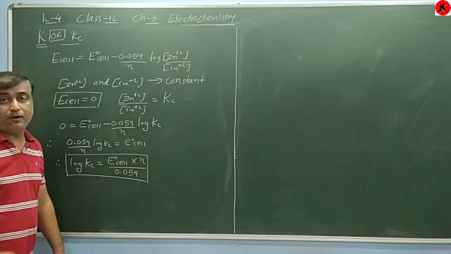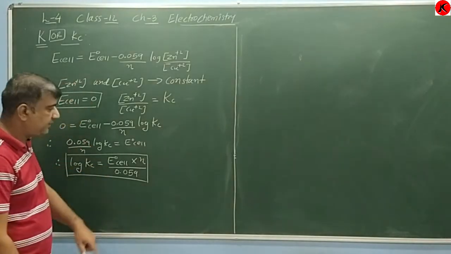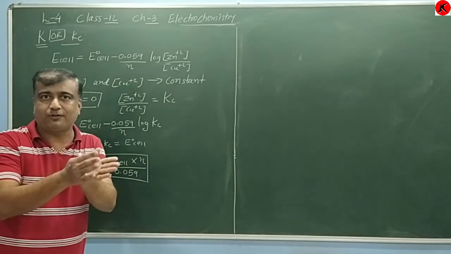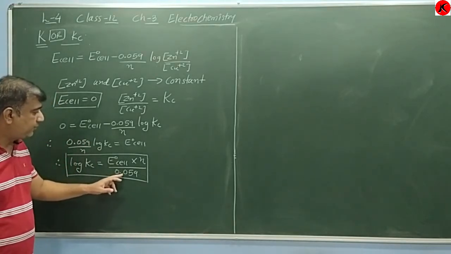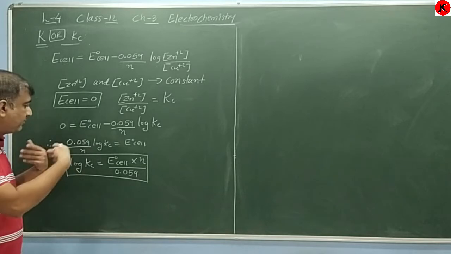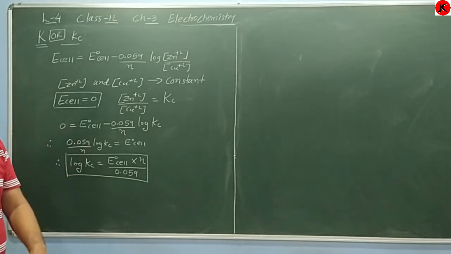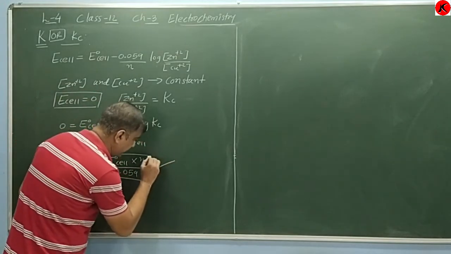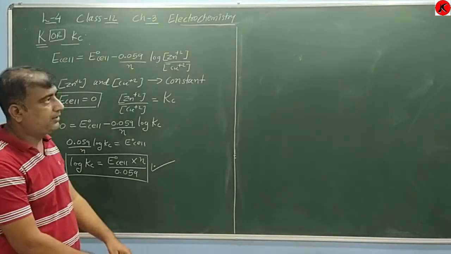So remember this formula to calculate the equilibrium constant. If we know the standard cell potential, the value of n, the number of moles of electrons in the balanced redox reaction, and 0.059, substitute the values and log Kc will be obtained, and from that by taking antilog we can obtain the value of Kc. By this method we can calculate the value of Kc. Remember this formula, the most important formula for the calculation of equilibrium constant.